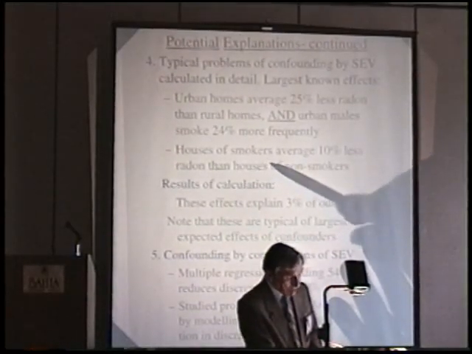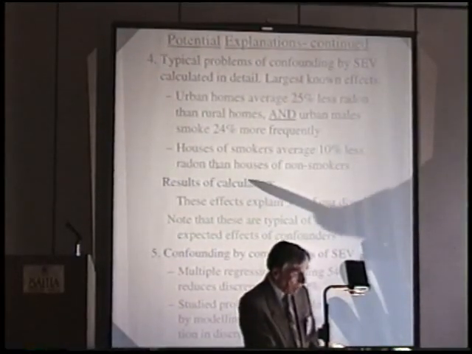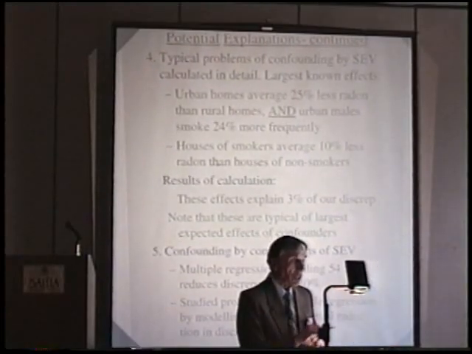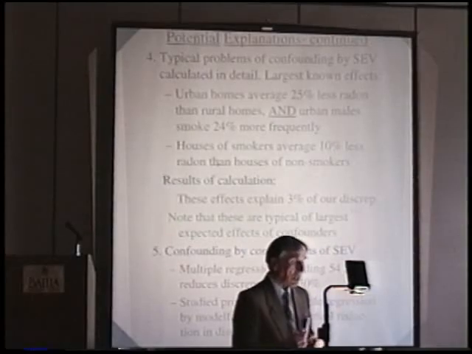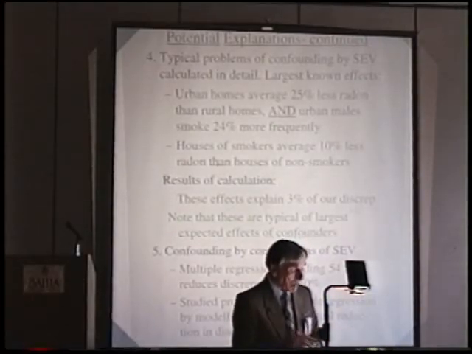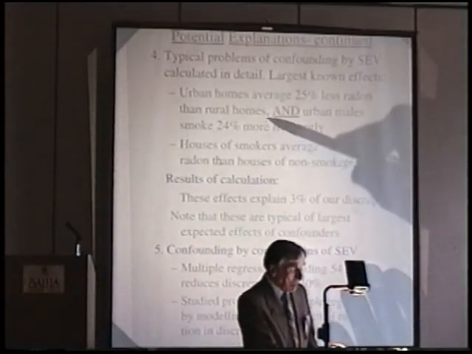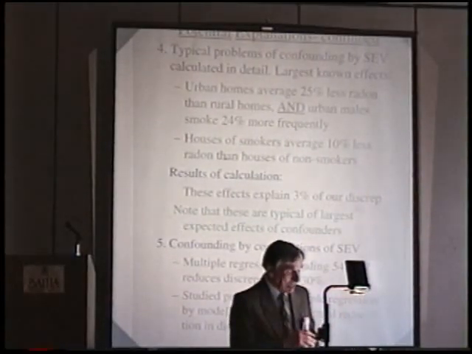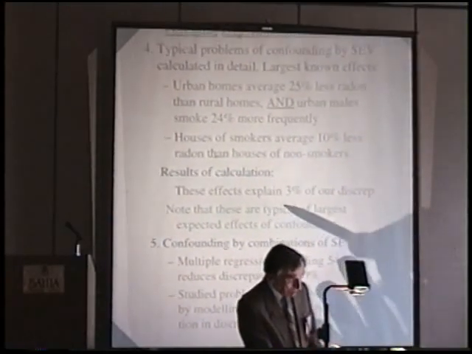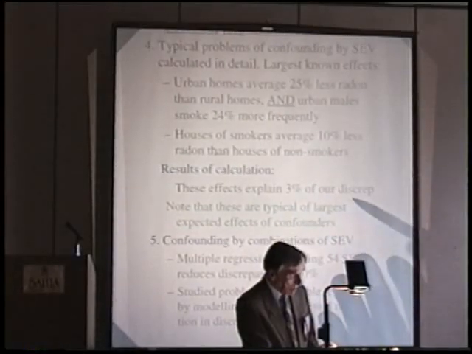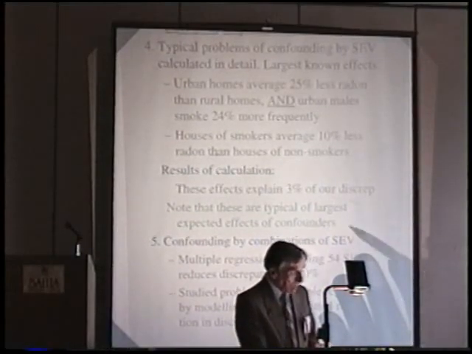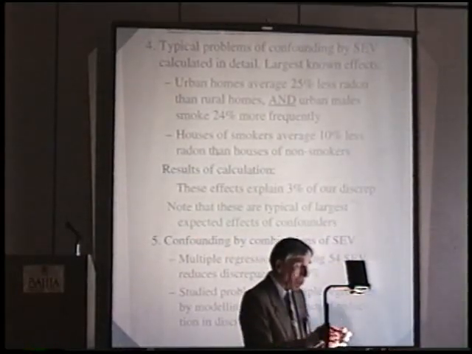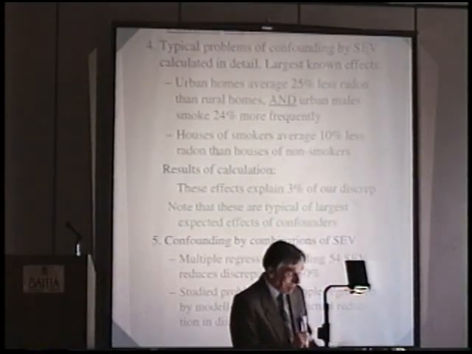Now, another thing is houses of smokers average about 10% less radon than houses of non-smokers. This came out of our studies. I can't explain it. It's as though smokers open their windows more to keep out the odors, and that reduces the amount of radon, something like that. But anyhow, since I know exactly what we have here, I could calculate these things in great detail, and it turns out that these effects explain about 3% of our discrepancy. And these are typical of the largest expected effects of any confounders. I can't imagine a confounder more made to order to cause trouble in our study.